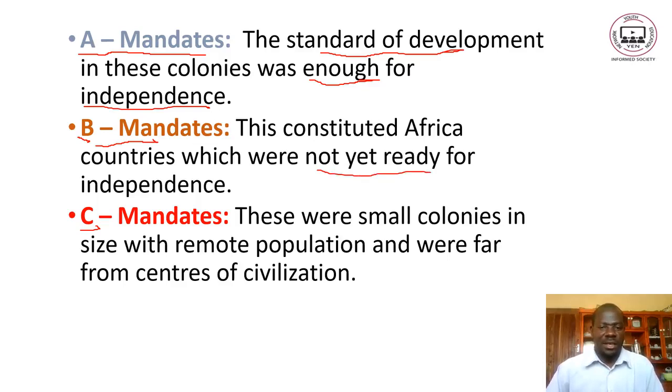C mandates were very small colonies, very small in size, with a remote population very far from the centers of civilization. So these ones were the sea mandates, mostly the islands in the oceans. Those ones were very small and very far from the main centers of civilization. So they were categorized like that.